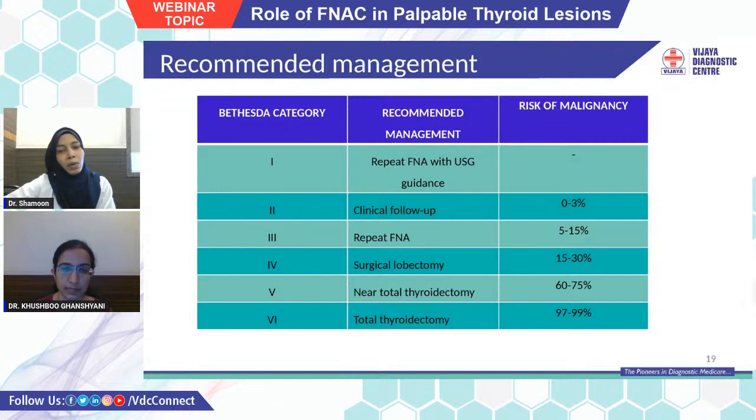Then the lesions which are already suspicious on FNA require near total thyroidectomy and have 60 to 75% risk of malignancy. And lastly, if we diagnose it as malignant on FNA, it requires total thyroidectomy, and on histopathology it might turn out to be 97 to 99% malignant.